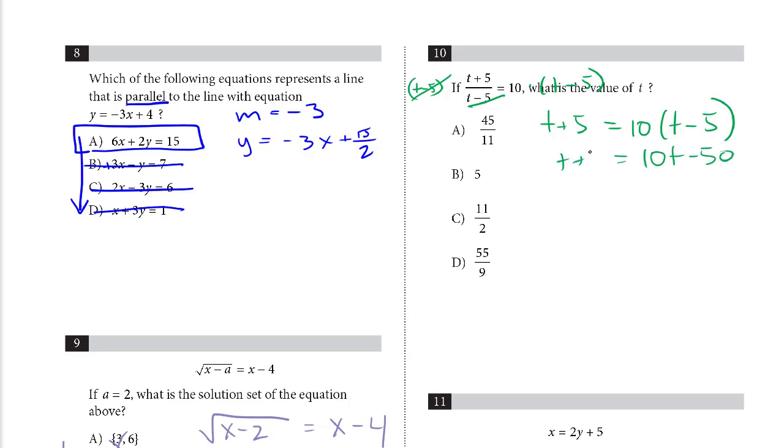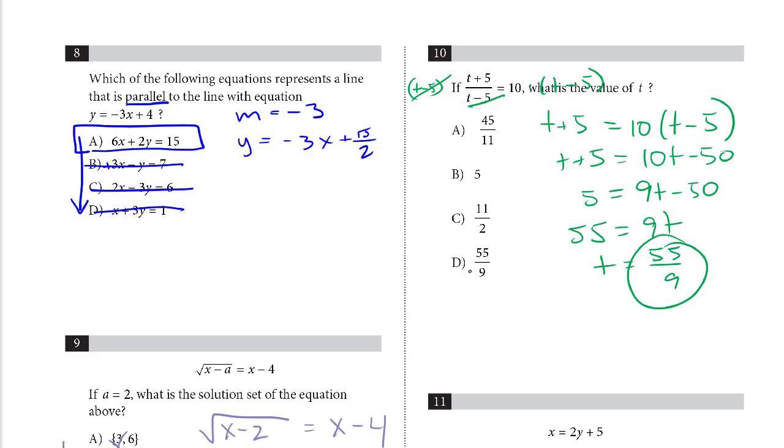t plus 5. And I'm going to subtract t from both sides. I'll get 5 equals 9t minus 50. I'm going to add 50 to both sides. 55 equals 9t. t equals 55 divided by 9. The correct answer for number 10 is D.